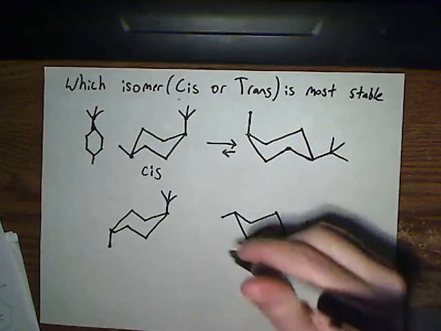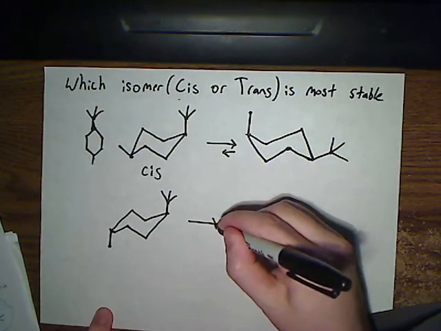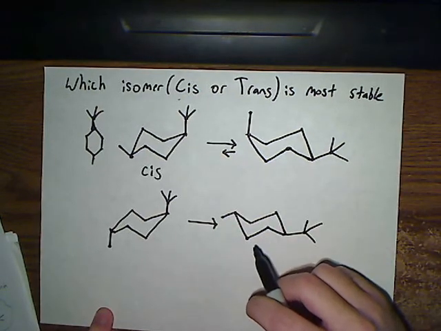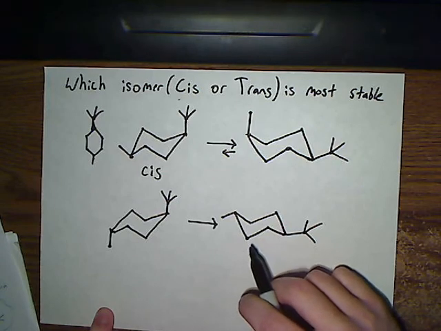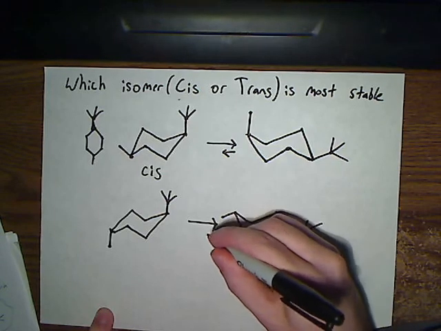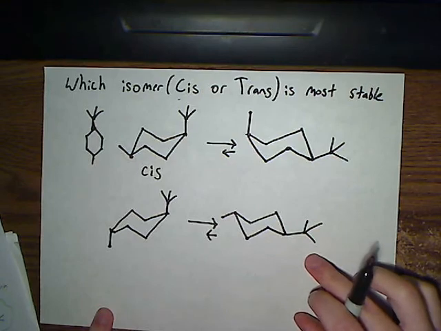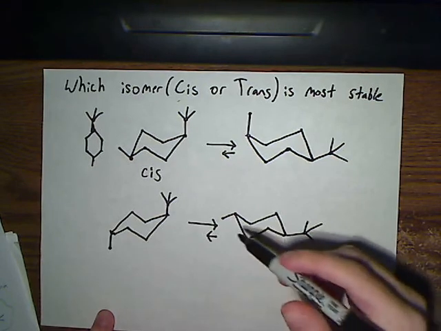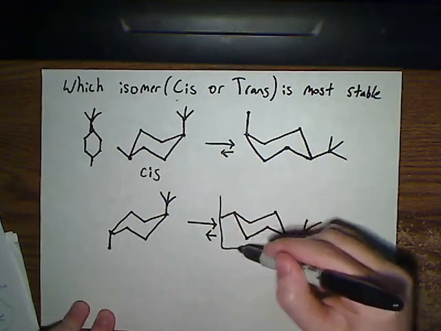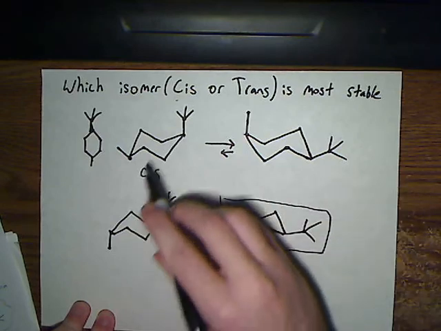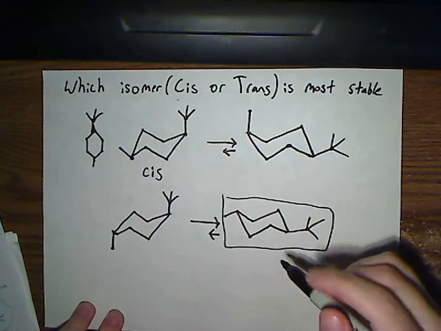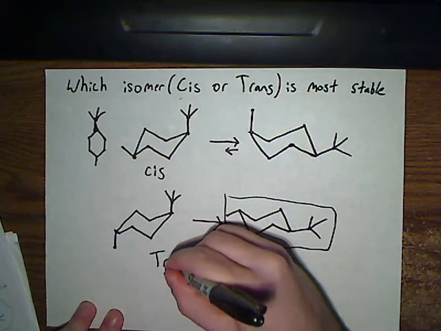So you can see that this one's going to be especially stable because both substituents are in equatorial positioning instead of axial, so it's not going to have much diaxial strain. And because of that, you can see that this guy is definitely the most stable of all of these, and because of that, the trans isomer is going to be the most stable.